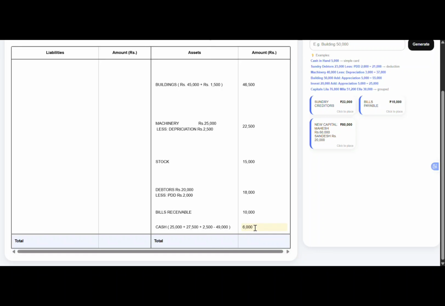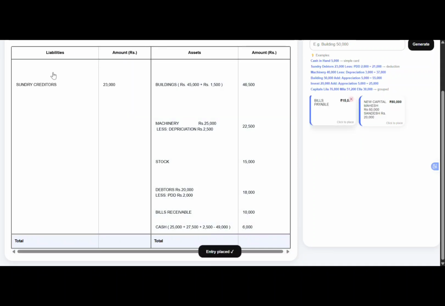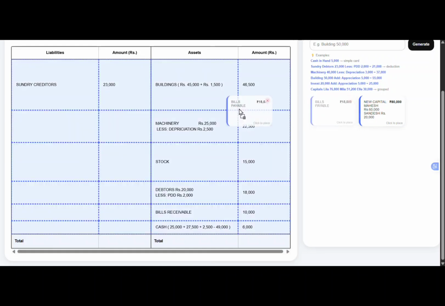Now moving on to the liabilities side. Liabilities we had first is the sundry creditors. There's no change in the sundry creditors. So we are going to record it as it is. Sundry creditors 23,000. And next bills payable, again there are no changes taking place. So bills payable 15,000 can be recorded as it is.